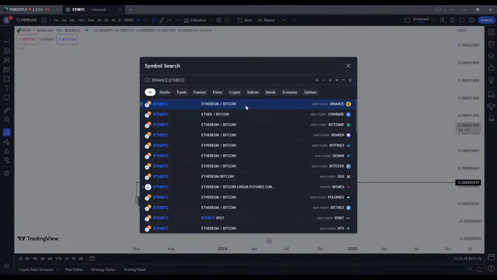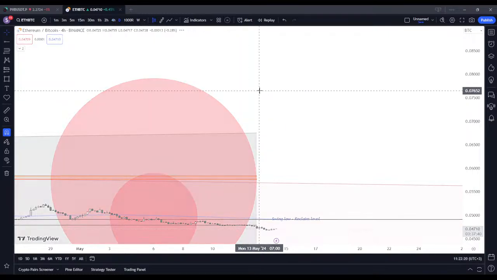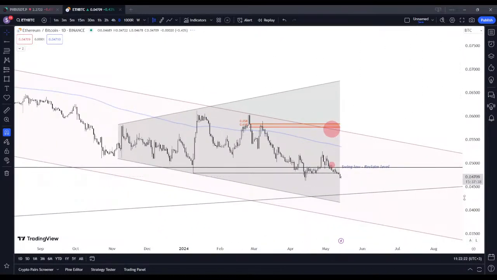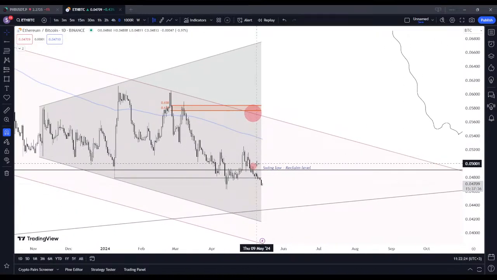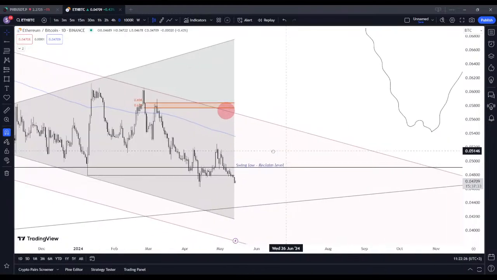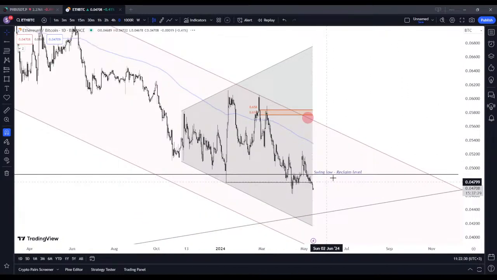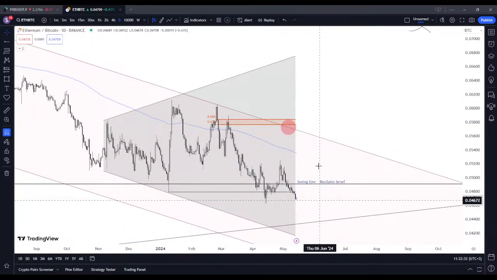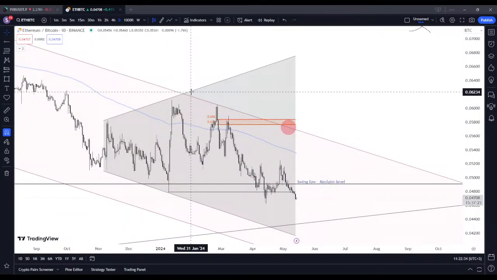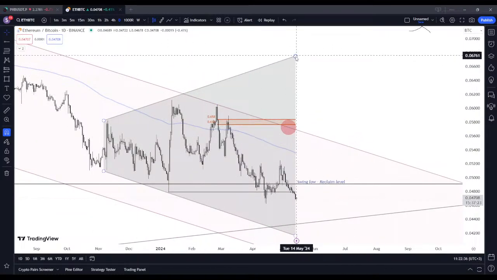Ethereum, Bitcoin, let's check this one. Well, it's not looking good. We have a megaphone pattern and a swing low reclaim level. I would be bullish again if we reclaim this level, but we have a megaphone pattern. It's not looking great.